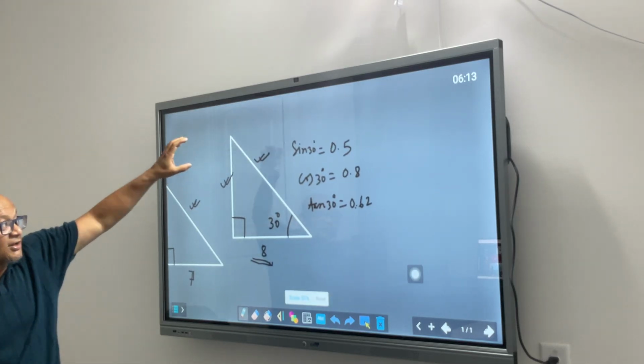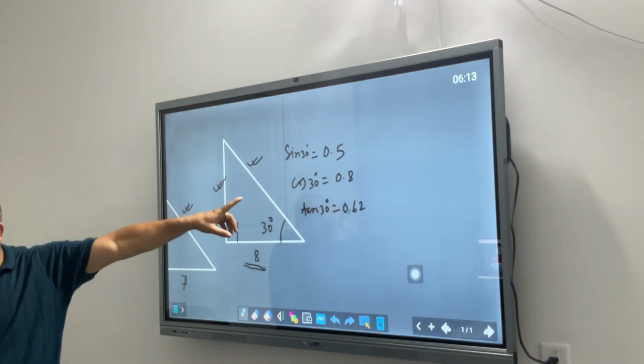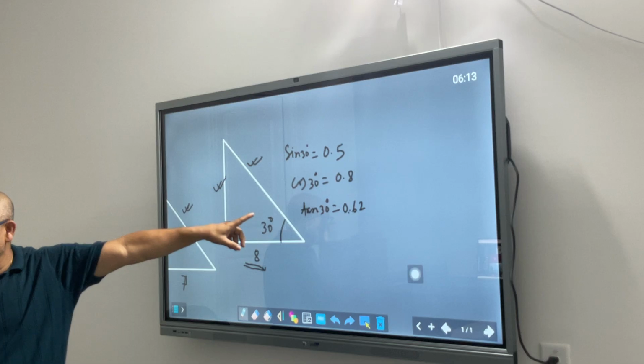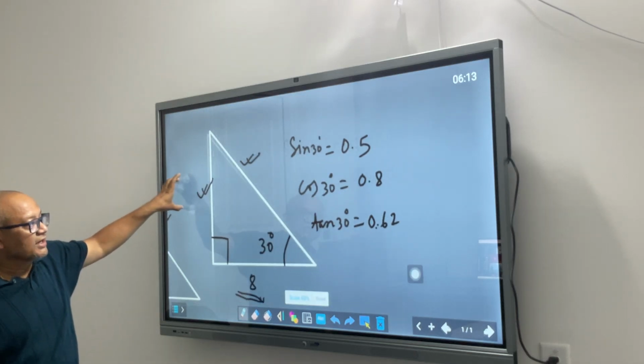I had to rewrite the whole thing if I was using the old board. But those days are gone. I can move it. Can you see it now? If you cannot see it, can you see it now?